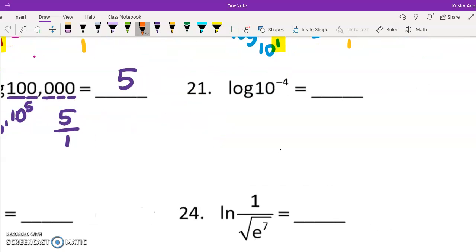21. Again, another log base 10. That's 10 to the first. This is 10 to the negative fourth. So negative 4 divided by 1.